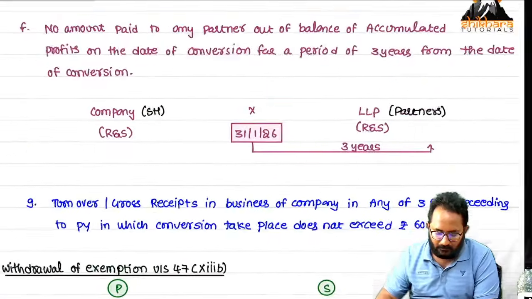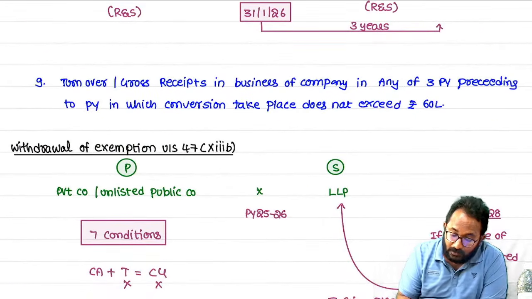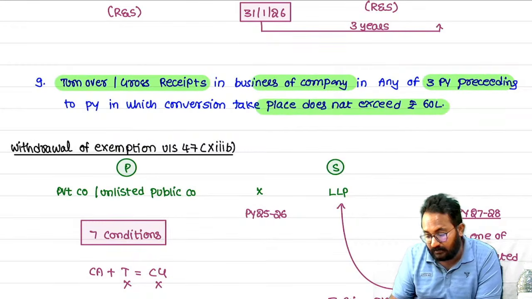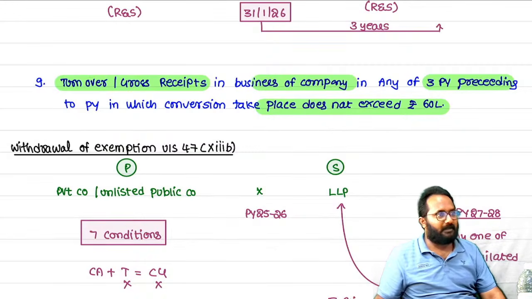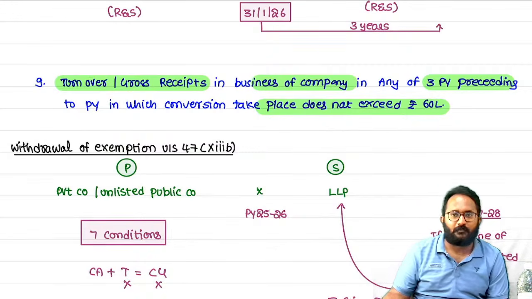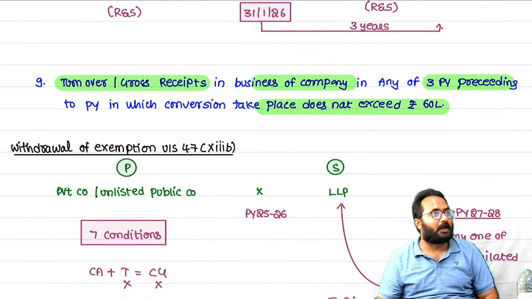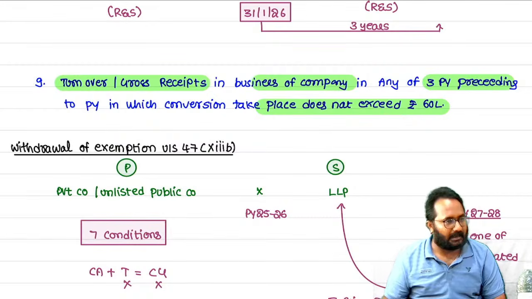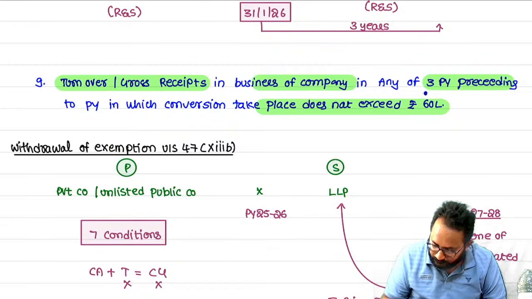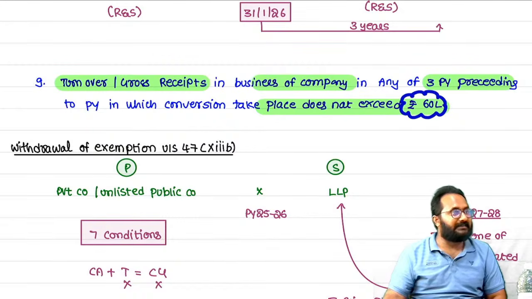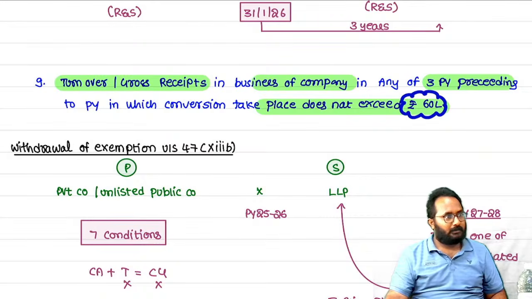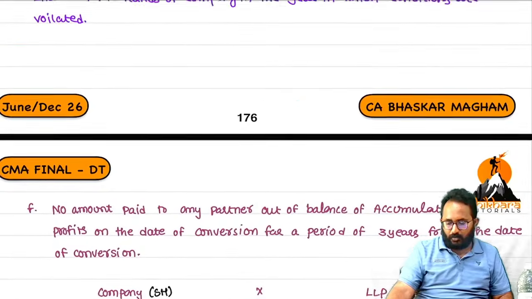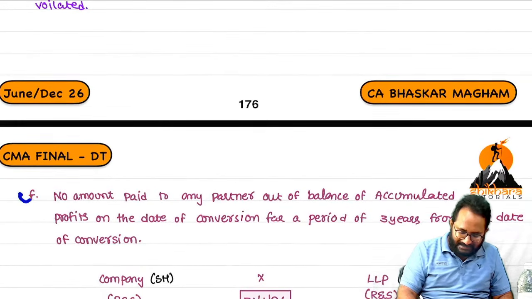Next we have to check the turnover or gross receipts of the company in any previous year, which does not exceed what? 60 lakh. Previously what did we check? Assets value 5 crore. Here we have to check the turnover or gross receipts of the last how many years? 3 years, 60 lakh. Not crores, lakhs only. Assets value 5 crore. Turnover 60 lakh.